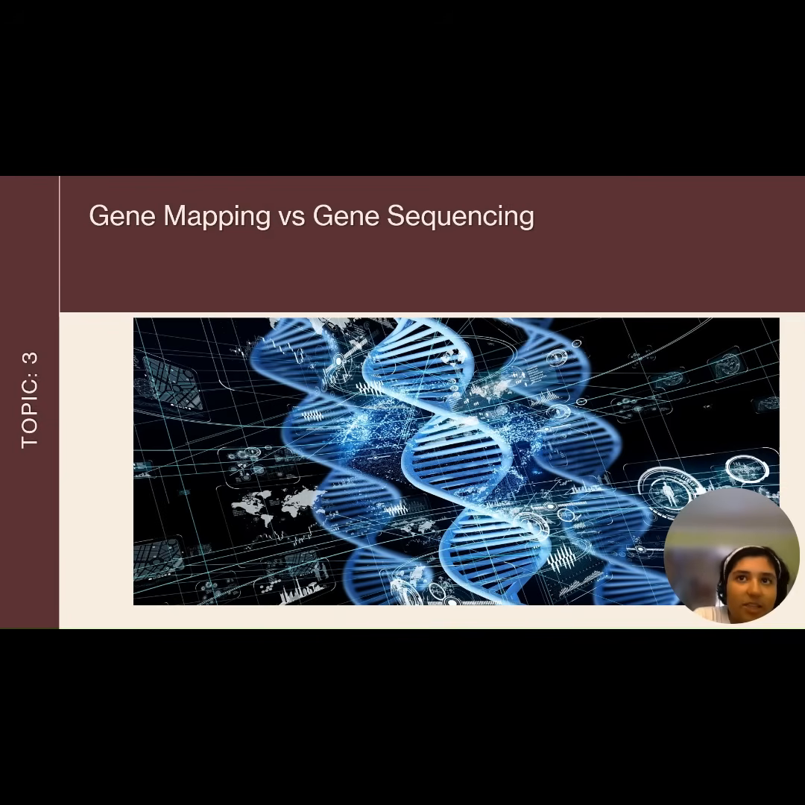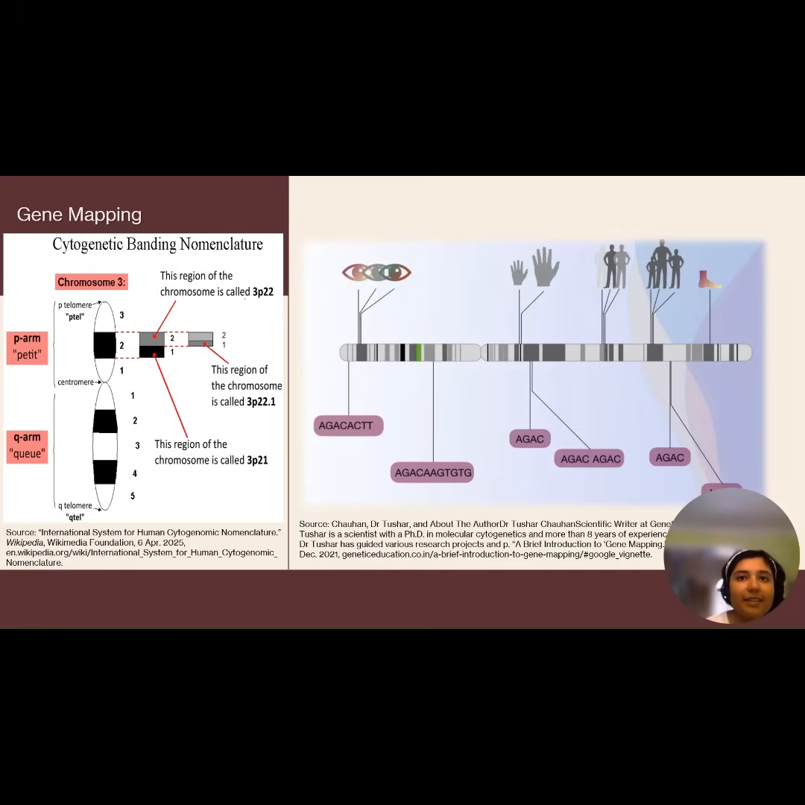Now let's investigate gene mapping and gene sequencing, what they mean, how they are different, and why they are important. So what exactly is gene mapping? It's the process of determining the location and order of genes on a chromosome. It's like creating a map that shows where specific genes are positioned along the DNA strands. As shown in the picture on the right, gene mapping helps scientists understand how genes are inherited and how they interact. How does heredity work? What role does crossing over play during meiosis, and so on.